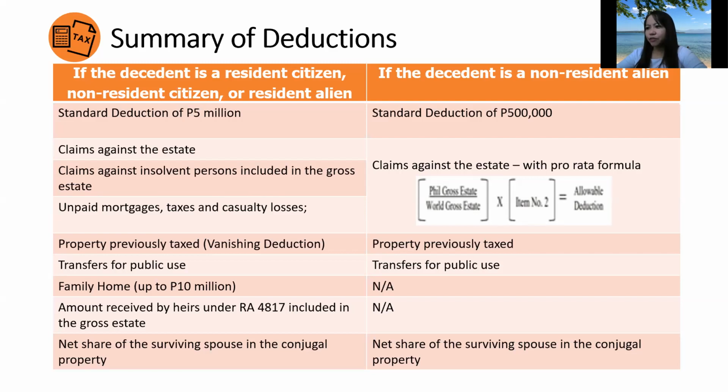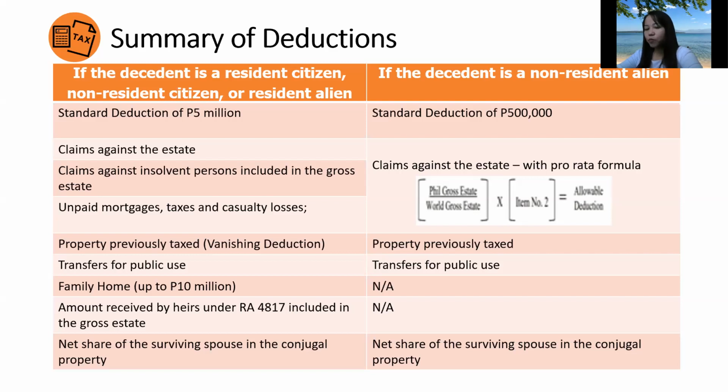What are the requisites for the deductibility? It is identified actually by the beneficiaries themselves for the family home. The requisites for deductibility is that it must be the actual residence of the decedent and his family, and it will be certified by the barangay captain of the locality where the family home is situated. The total value of the family home must be included first in the gross estate, and then the allowable deduction would be up to 10 million only.